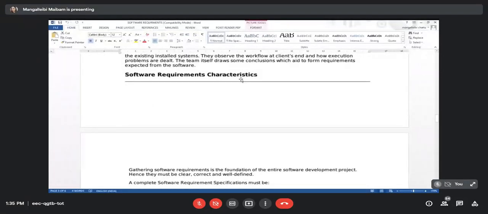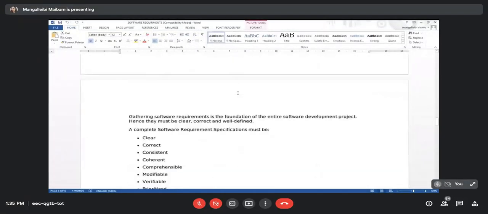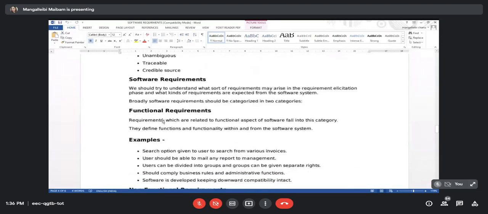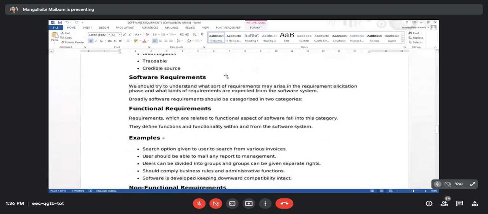Some characteristics are there for software requirements. They should be clear, correct, consistent, modifiable, verifiable, prioritized, unambiguous, traceable, with credible sources. These are all the specifications which the SRS document must include. And as I told you, in that SRS document, we need to include functional requirements and non-functional requirements. That is explained here.